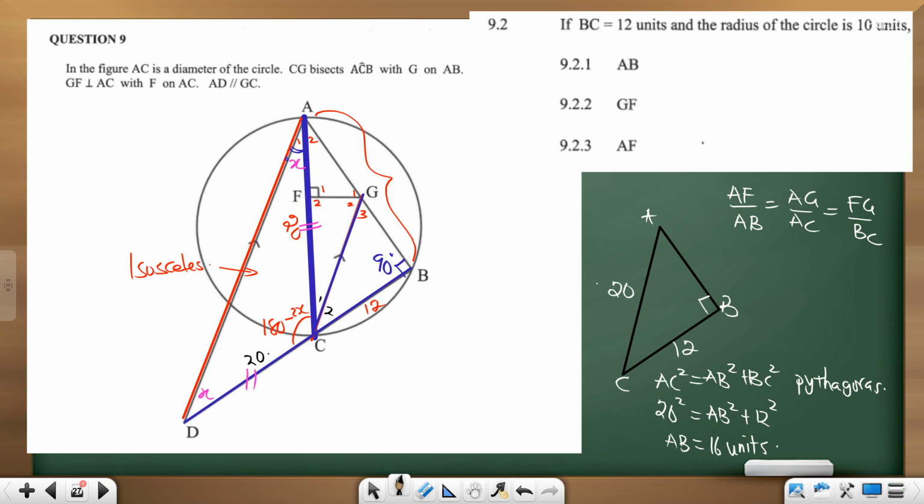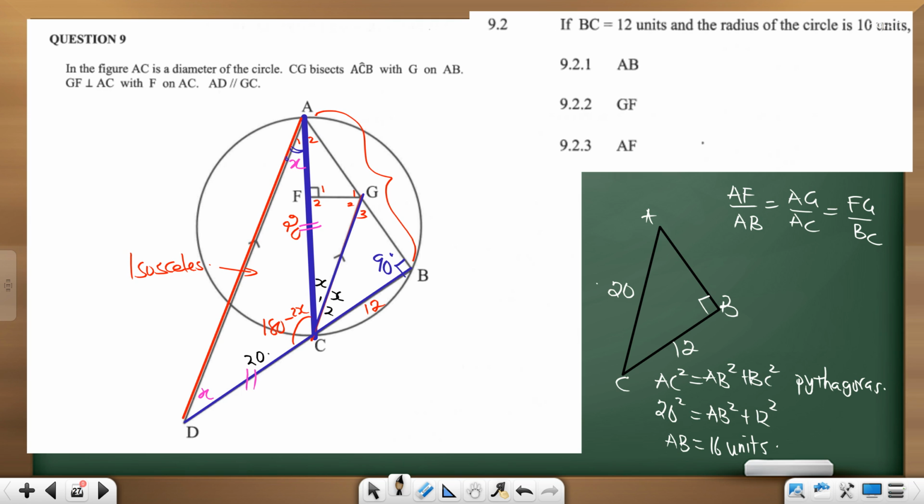AB, that is half. Yes. Line CG bisects that angle C. So remember we had said this is what? X. And this is what? X. Okay. No, we cannot make that assumption as well.